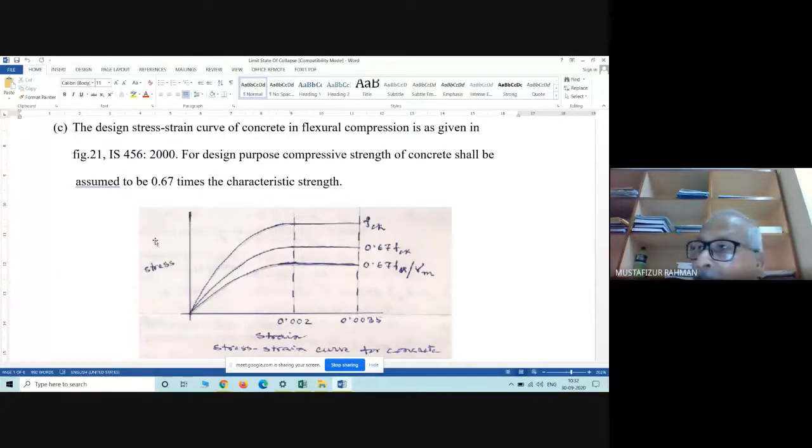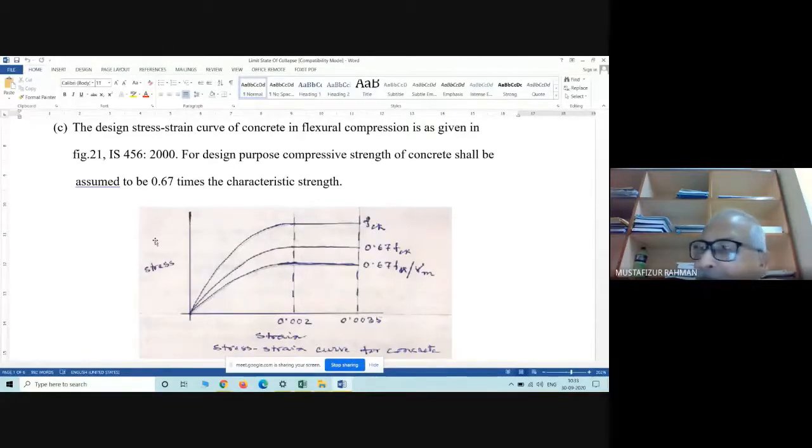You see, from strain 0 to strain 0.002, it is curvilinear. But from strain 0.002 to 0.0035, it is considered with respect to constant stress. That means strain is increasing, but stress remains constant. It is an assumption, because whatever change of stress will be observed, it will be very, very negligible, which is approximately equal to fck.